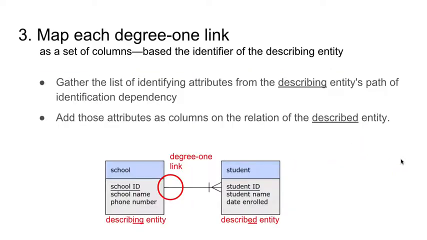The way we map is we look at the describing entity of the link. We describe a student by saying that the student has one school. In that context, we call student the described entity and school the describing entity. Knowing that, we want to gather the list of identifying attributes from the describing entity and its path of identification dependency, and then add those attributes as columns on the relation of the described entity. In this case, we're going to the describing entity school, gathering its identifying attributes, which is just school ID, and adding that school ID as a column to the relation for student.